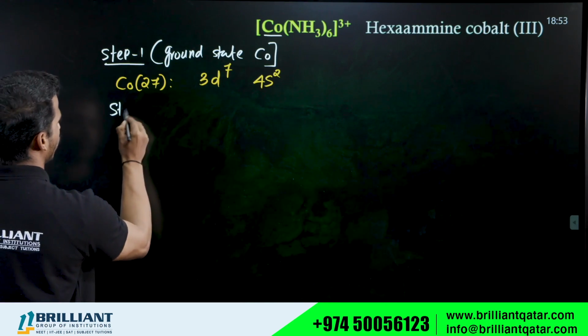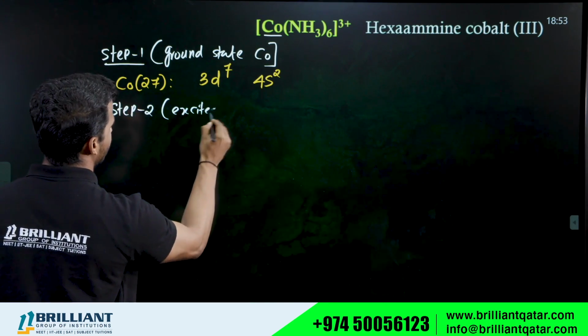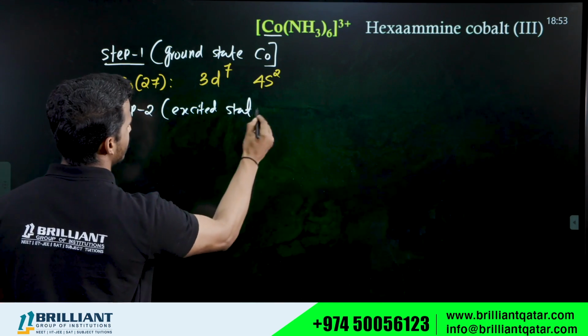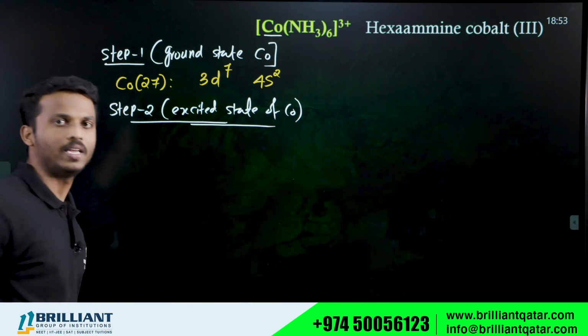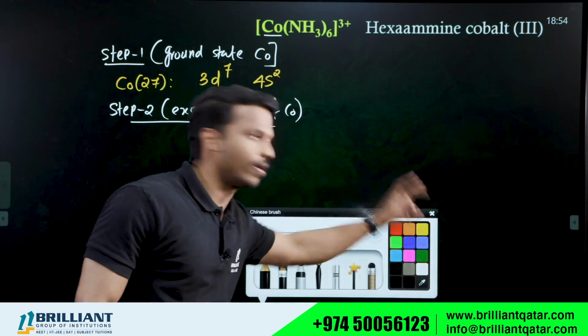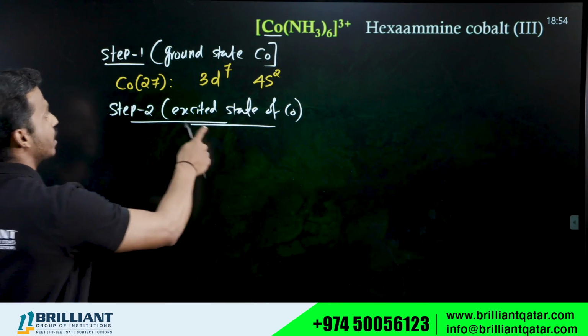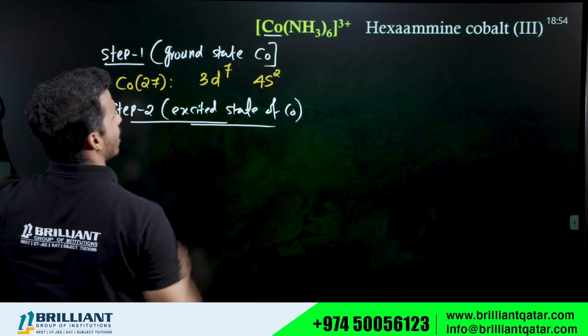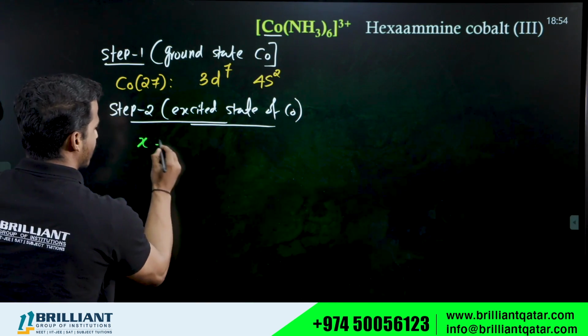Let me go to step number 2. Step number 2 represents the excited state. Excited state of cobalt. Excited state in the sense, please calculate the oxidation state. That we did already in the part 1 video of the coordination compound chapter, okay? How to calculate the oxidation state of cobalt in this complex? Cobalt's oxidation state we don't know directly. Let me take it as X.